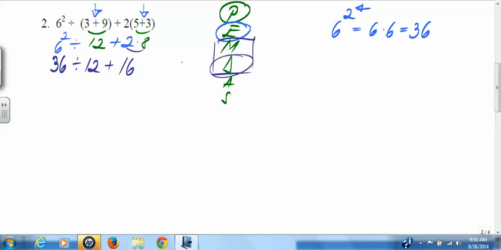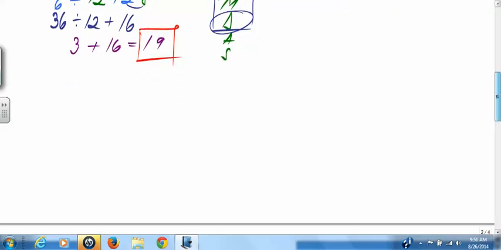Okay? And now again, you're going to follow order of operations because you have a division and an addition. Division goes first, and you will divide. 36 divided by 12, everybody knows that's what? 3. And you have to add 16 to it. This way your answer here will be 19. Thank you very much. That was easy. Show me some more, right? Well, let's try another one.